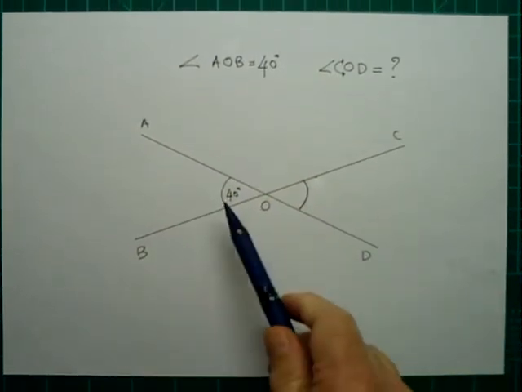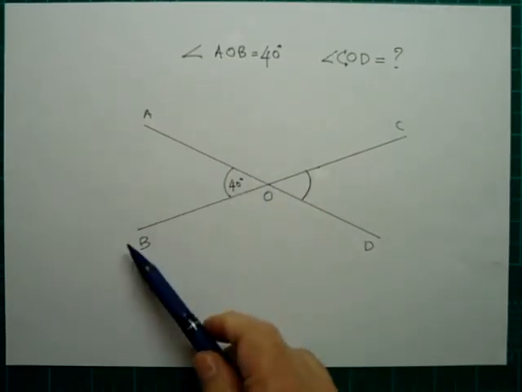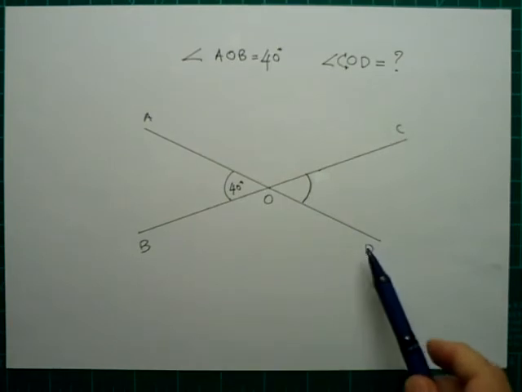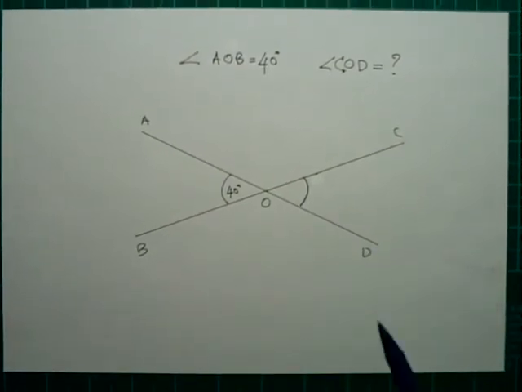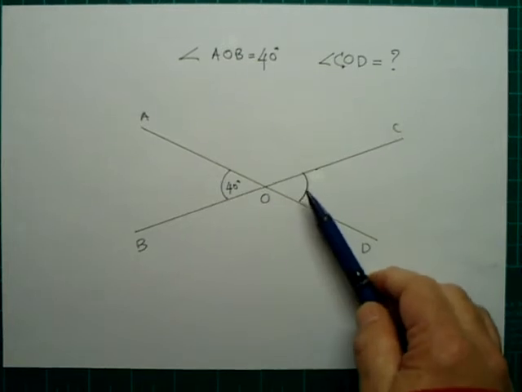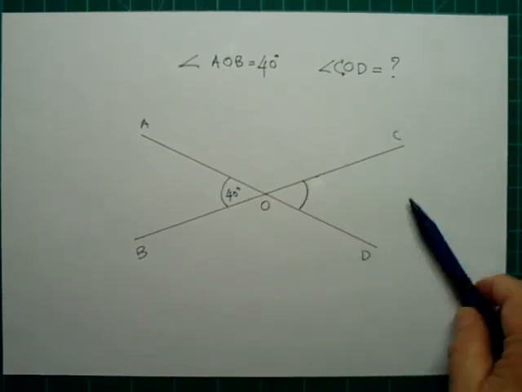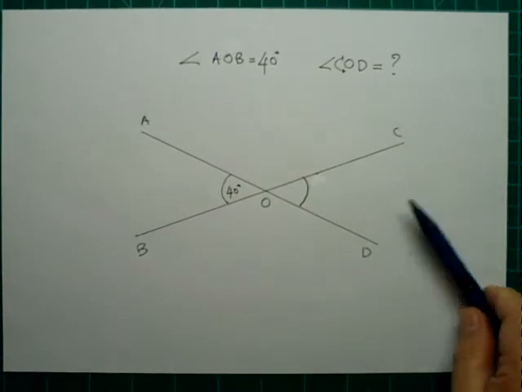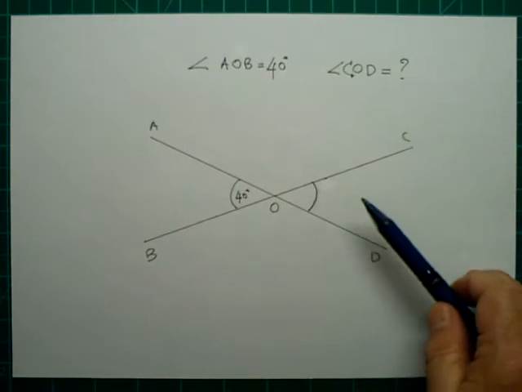And we have two opposite angles, the angle AOB and the angle COD. Well, the question is, can you determine how many degrees is the angle COD? Now pause the video and try to find the answer by justifying your answer.